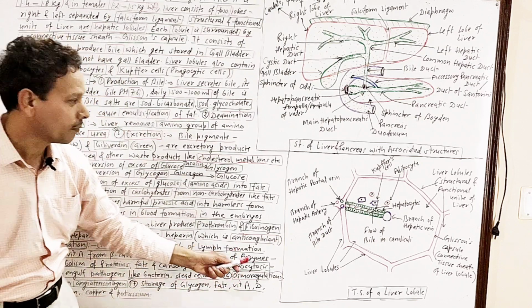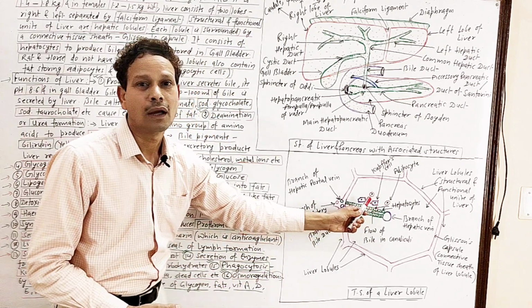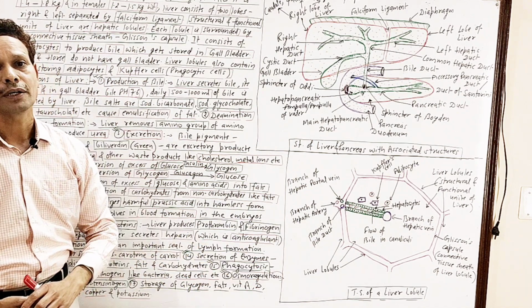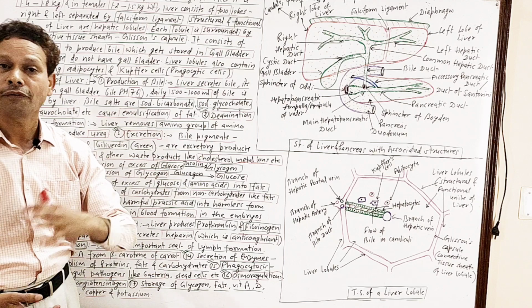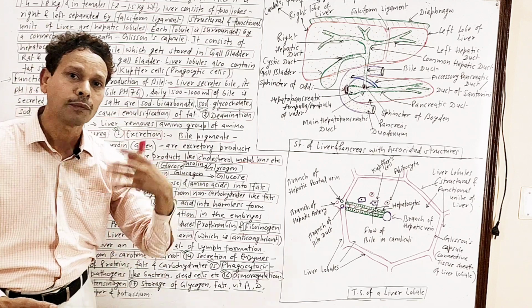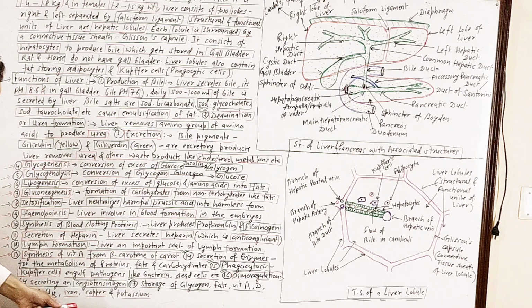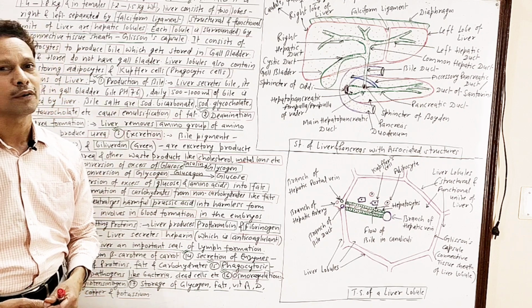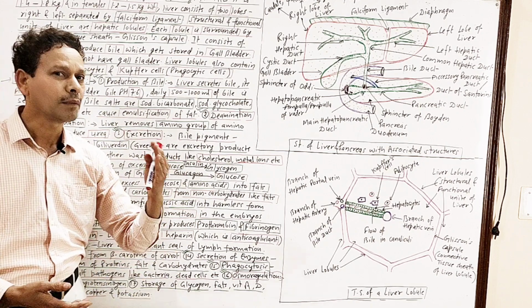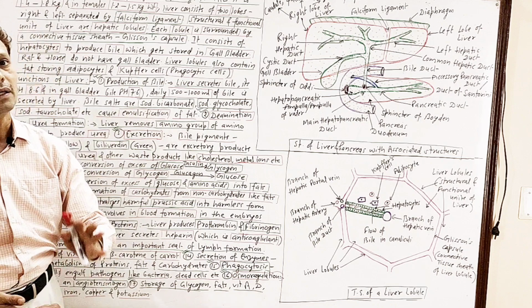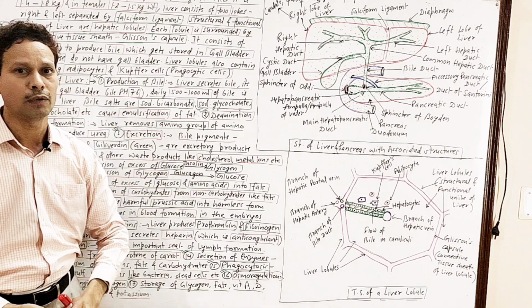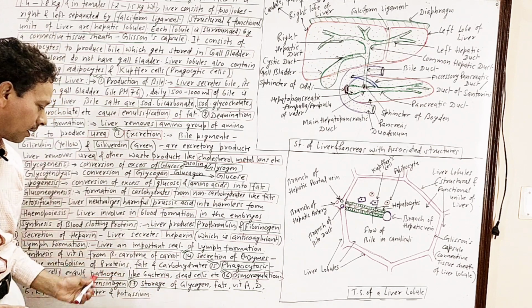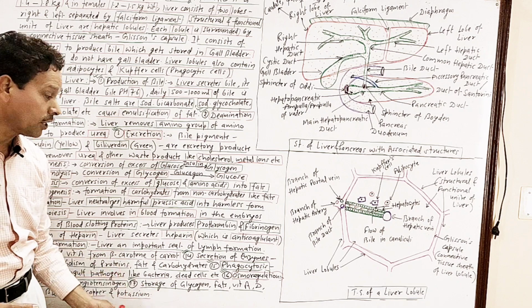Phagocytosis. We said children, these Kupffer cells are involved in phagocytic action to engulf, to digest the foreign bodies, pathogenic bacteria, and the worn out blood cells. Storage. Liver is also involved in the storage of glycogen, vitamin A, D, E, K, and vitamin B12, as well as liver also stores some minerals like iron, like copper, like potassium.